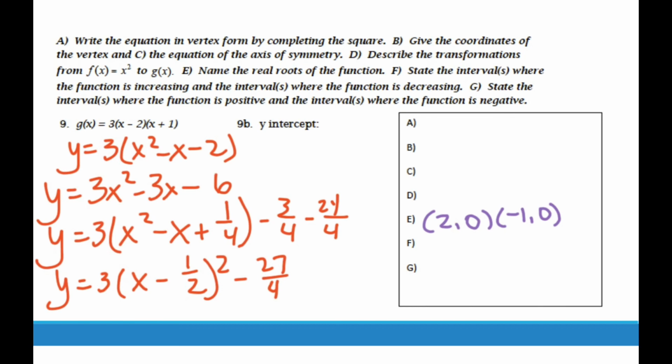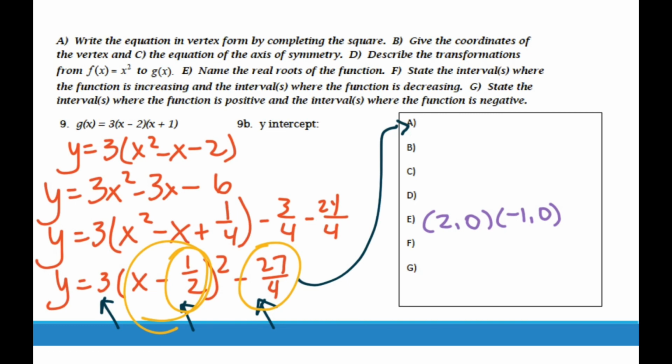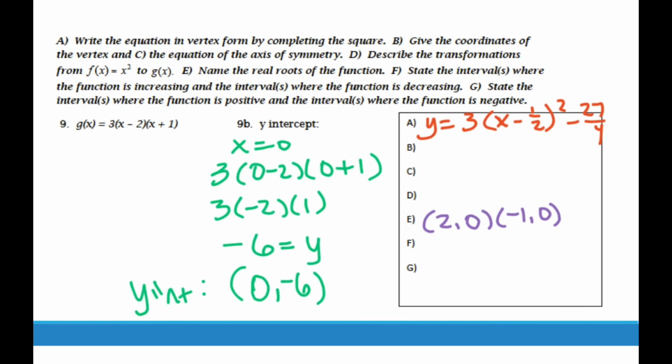So this will be part A. And so with that, I can tell what the transformations are. I can tell what the vertex is. I can tell what the axis of symmetry is. I already know the roots, and so I've already gone through part E with just completing the square. I can tell everything else. The y-intercept, that's easy. I just let x be 0. And actually, if I go back to the original first step, I can just plug 0 in right here and do it that way. So my y-intercept is (0, negative 6). And again, I don't have anywhere to put that, but that's how you would find that.